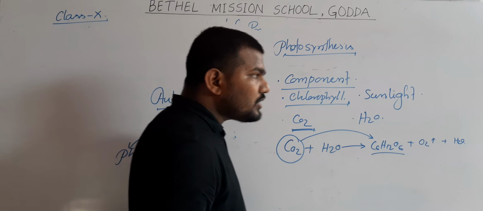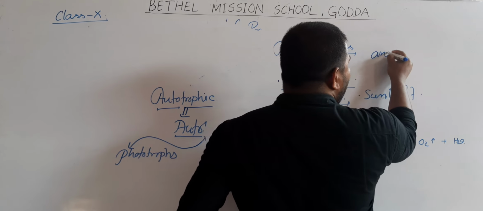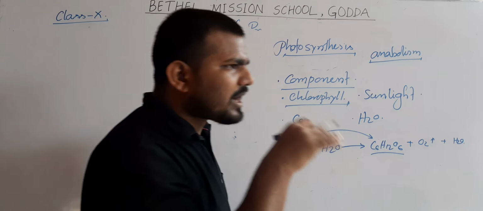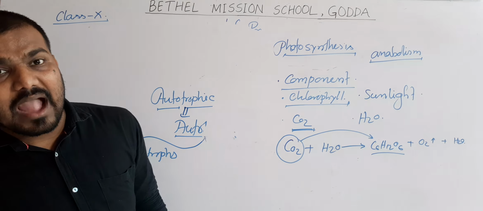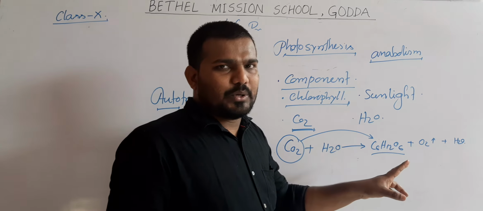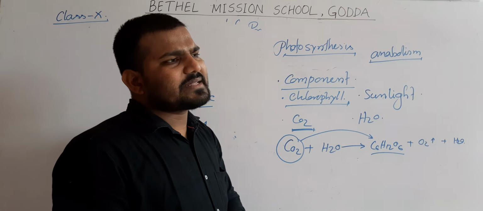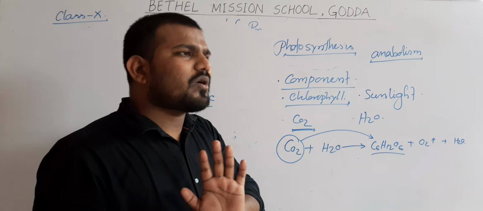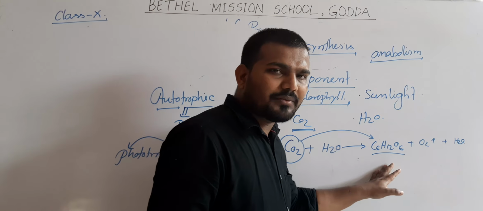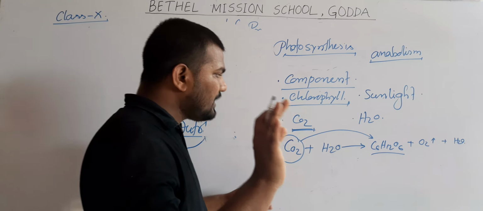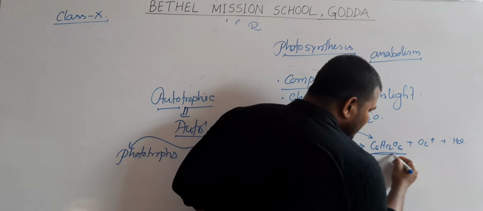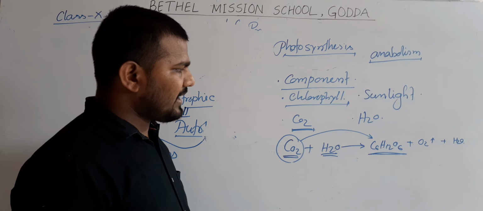Photosynthesis is also known as an anabolic metabolism, or anabolism. What? We know that the events that occur within the cell are known as metabolism. And metabolism can be of two types: anabolism or catabolism. Anabolism is a type of metabolism where simple components are combined and form a complex one. So in the case of photosynthesis, simple components like carbon dioxide and water combine and form the complex one, that is glucose. That's why it is termed anabolism.